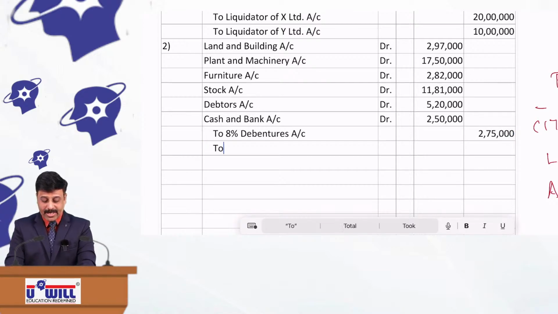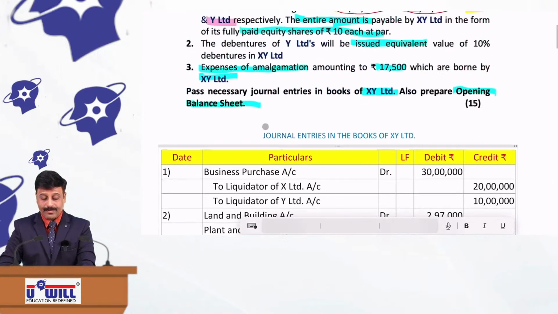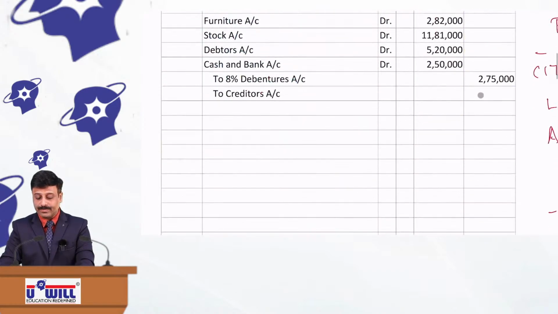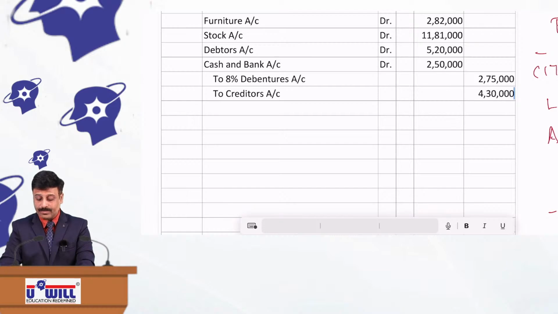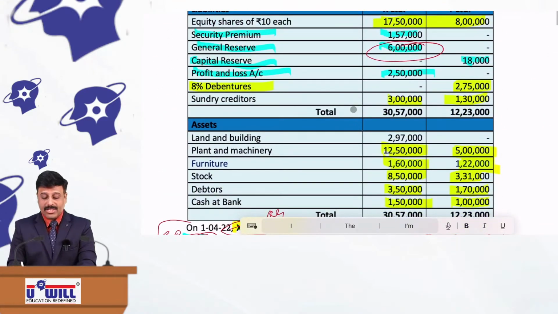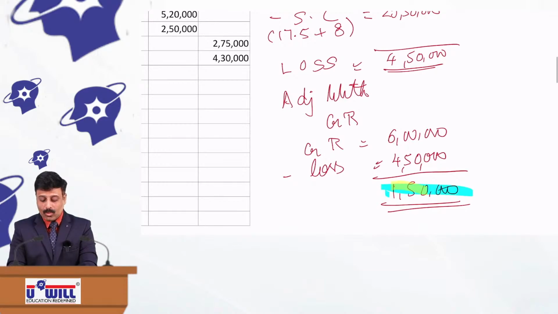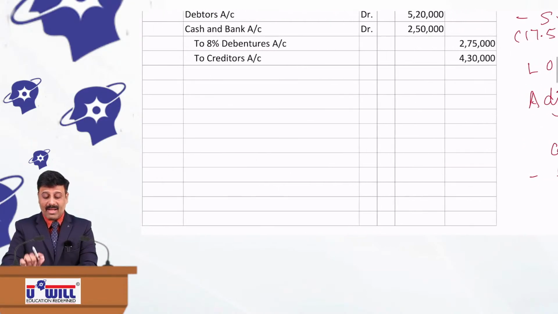Then we have creditors, to creditors account. Now here again we'll add the amount, 3 lakhs plus 1,30,000, 4,30,000. Okay, creditors will come with 4,30,000. And liabilities will include reserves also. So if we go with the reserves, then security premium 1,57,000 entirely. But general reserve, as we discussed over here, will be with 1,50,000. Okay, so one by one we record them.